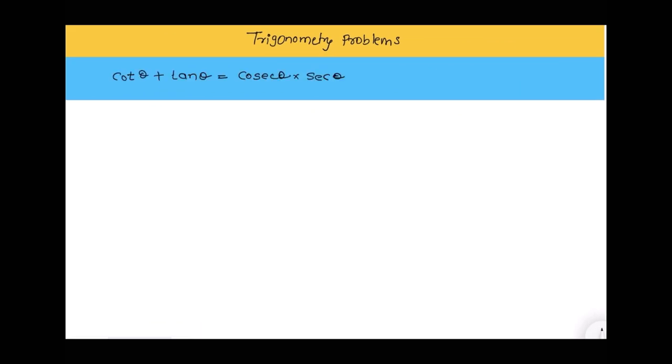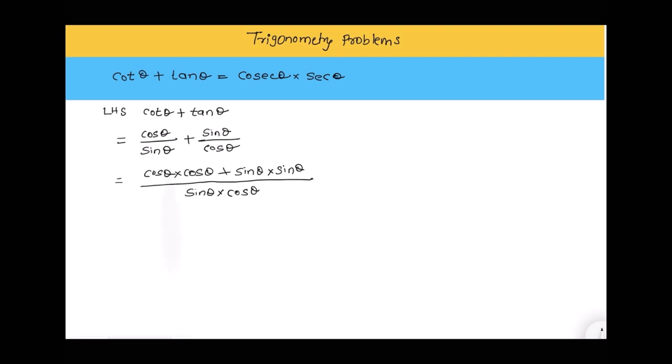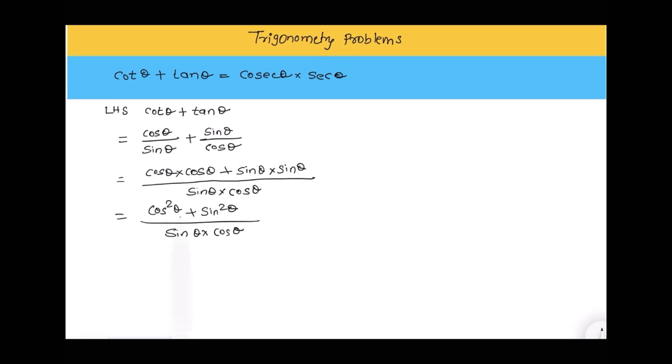Cot theta plus tan theta is equal to cosec theta into sec theta. Again take the left hand side, cot theta plus tan theta. What is cot theta? It's cos theta upon sin theta. What is tan theta? It's sin theta upon cos theta. Let's simplify this by cross multiplying with denominators on both sides. Cos theta into cos theta plus sin theta into sin theta divided by sin theta into cos theta. What we get is cos square theta plus sin square theta upon sin theta into cos theta.